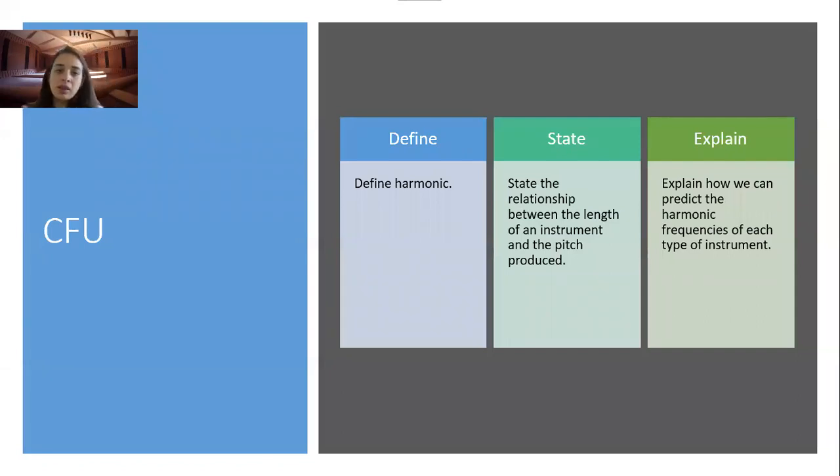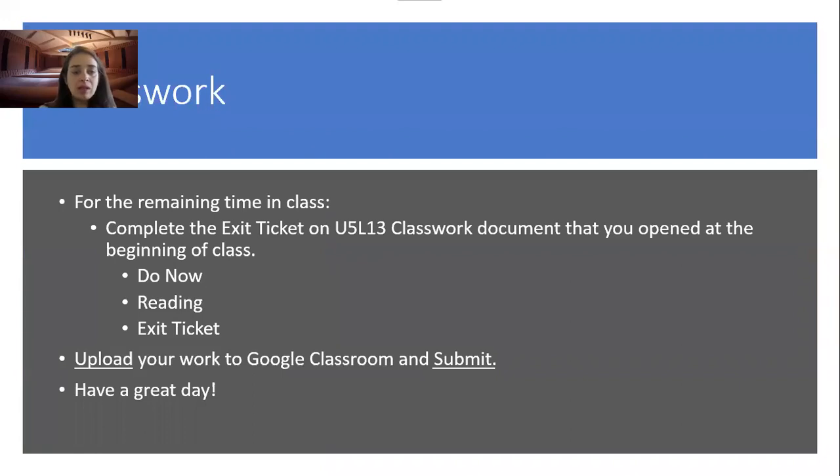Okay. So these three questions will be your check for understanding. These are your exit ticket for today's class. You need to define harmonics, then state the relationship between the length of an instrument and the pitch produced, and then also explain how we can predict the harmonic frequencies of each type of instrument. Okay, you are going to take the remaining time of this class to answer those three questions in your classwork documents. Once you're completed, you can upload this into your Google Classroom. If you have any questions, you can ask your teacher as soon as this video is over.